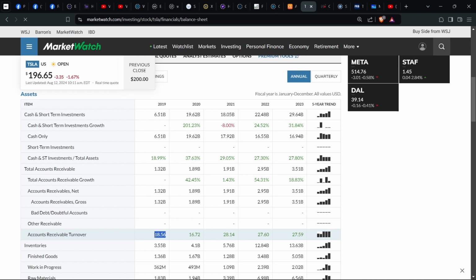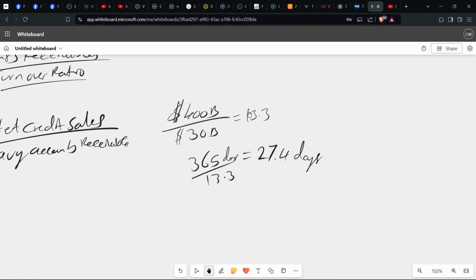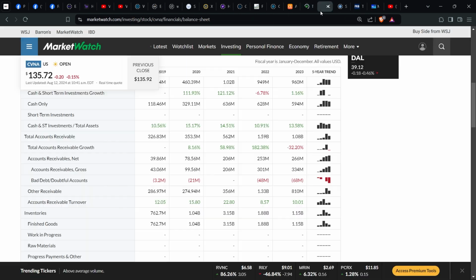This is the multiple, not the number of days. This is the multiple. This result, this 13.3, that's the number here, the turnover. Accounts receivable turnover: 12, 15, 22. So the higher the better. Okay. The higher the better.